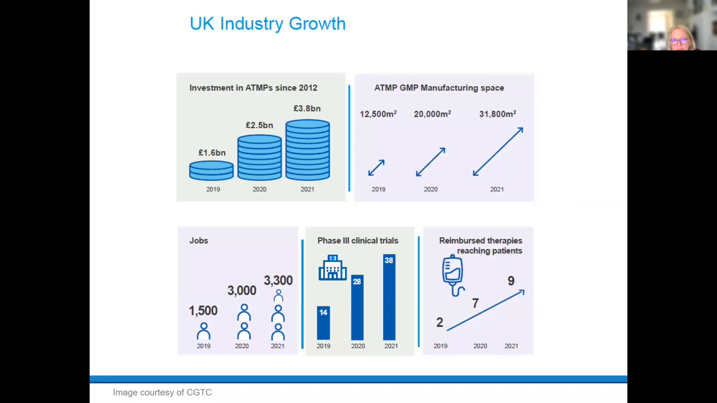Now, an important aspect of development for gene therapy is the growth of the industry.